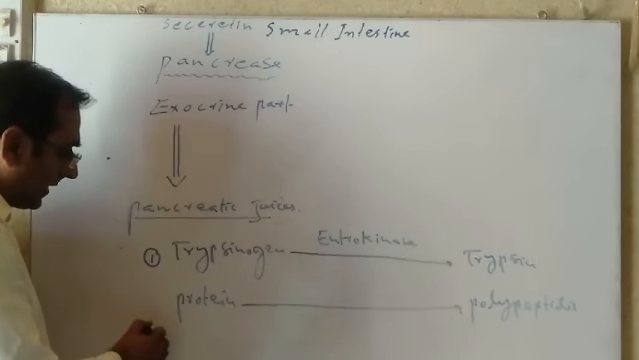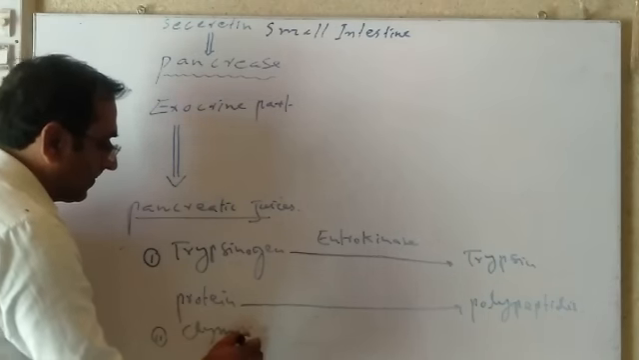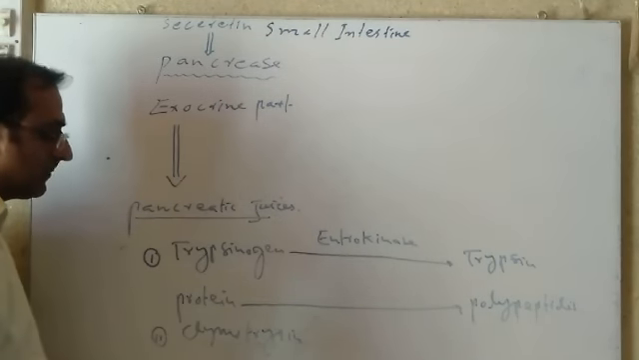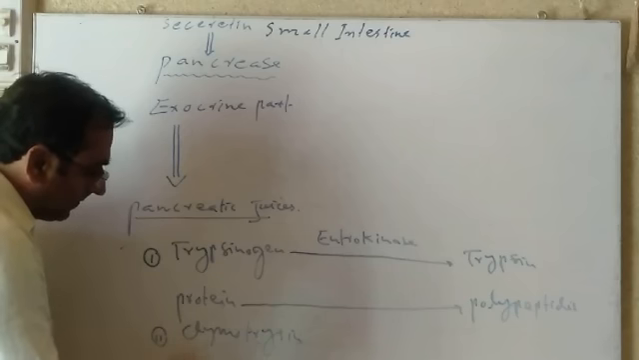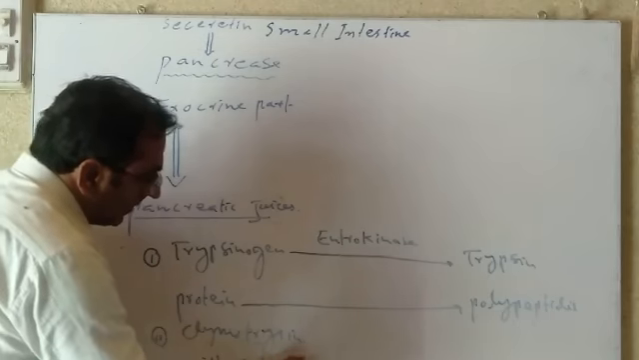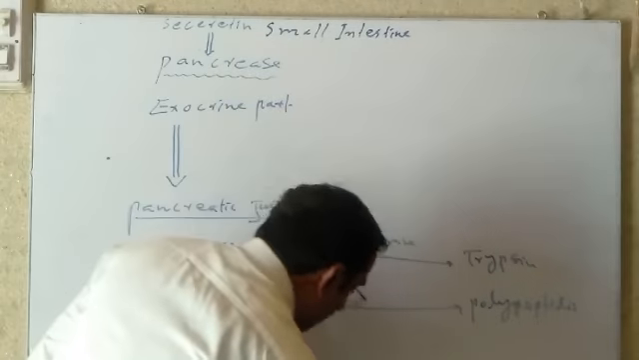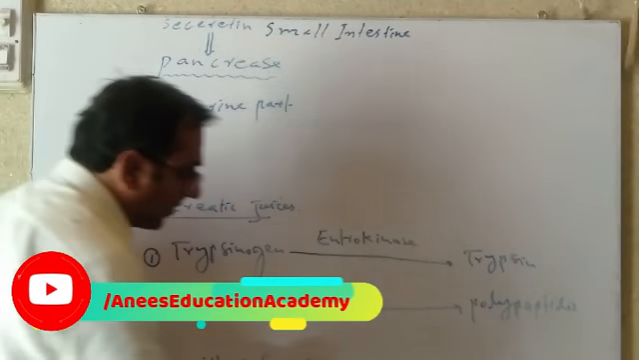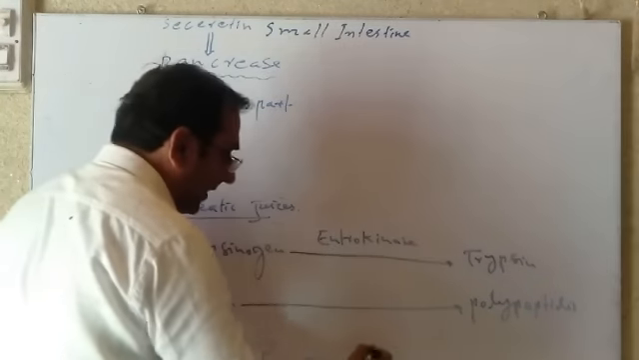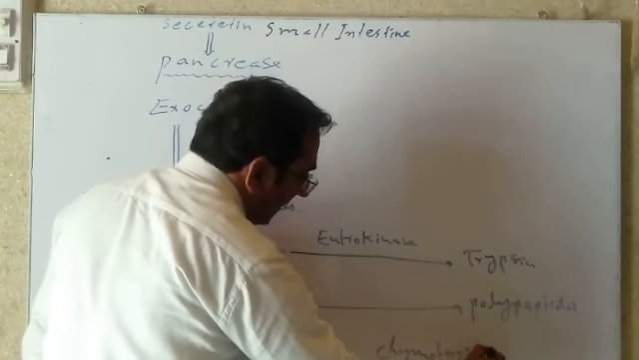Another enzyme present in the pancreatic juices is chymotrypsin. This chymotrypsin acts on the milk protein known as casein protein. This casein protein is digested into amino acids by the activity of chymotrypsin enzyme.